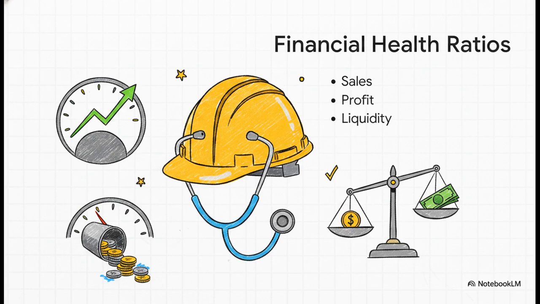The guide outlines that understanding financial health requires looking at sales calculations, profit ratios, and liquidity ratios. These aren't just dry numbers for the accounting department, they are literal vital signs for you, the project manager. A liquidity ratio, for example, tells you immediately if you actually have enough cash on hand to cover your short-term creditor payments without having to dip into a really costly overdraft.